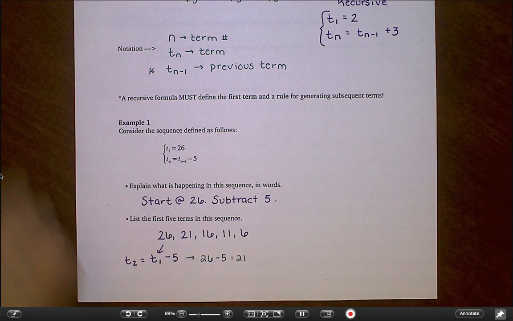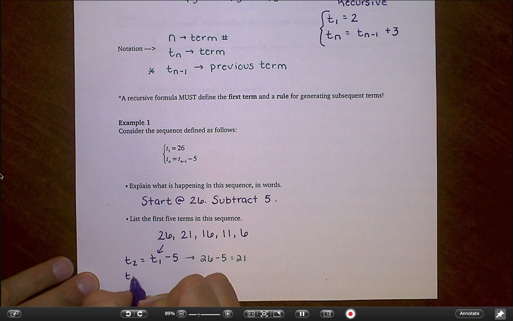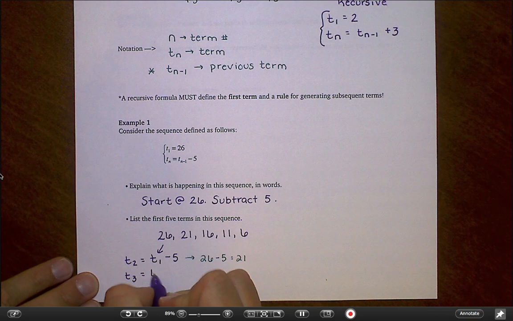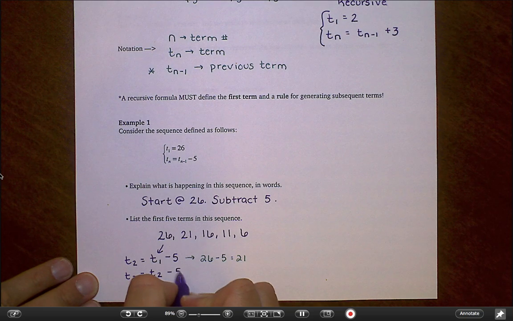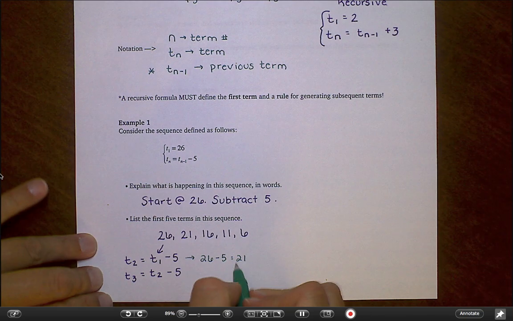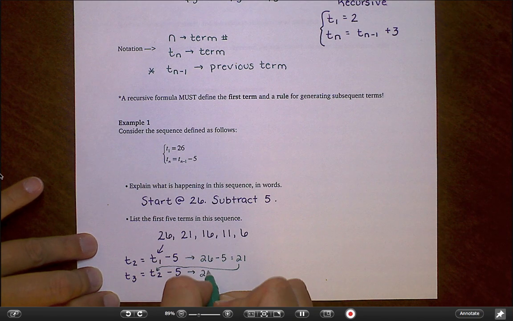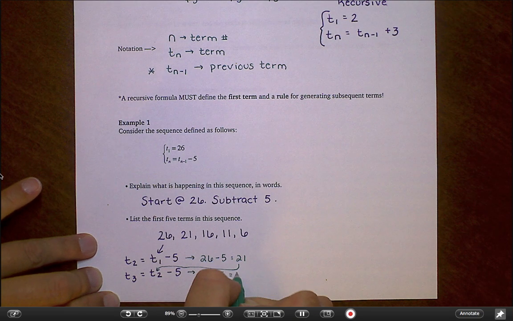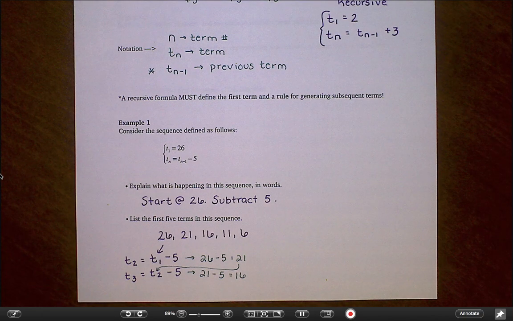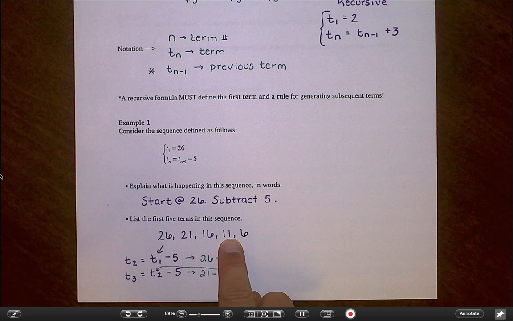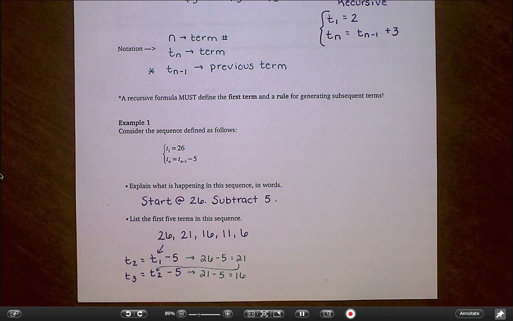When I go to find term 3, I won't write all of these, but just so you can get an idea. This is saying take term 2 and subtract 5. Well, term 2 is 21. So I'm going to do 21 minus 5, and I get 16. And then you just repeat that process over and over again. So I would plug the 16 in and do 16 minus 5, and that's where the 11 would come from. Okay? That's how a recursive formula works. All right, let's do a couple more examples here.